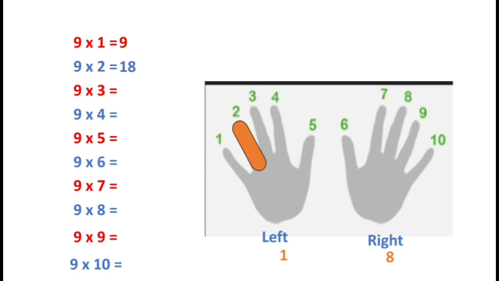So here we have two parts. Before the shaded finger, how many do we have? And after the shaded finger, how many do we have? Those are the two parts we are going to count. So now 9 twos are 18.